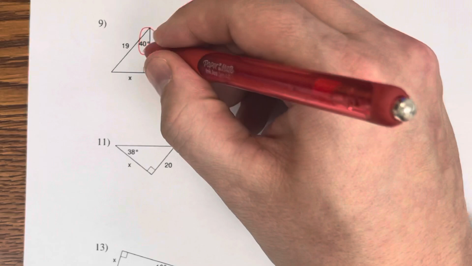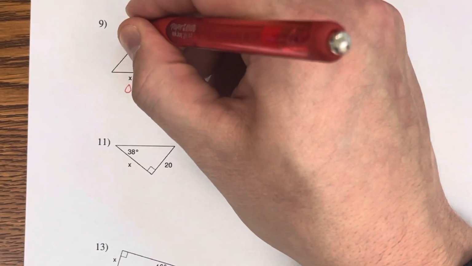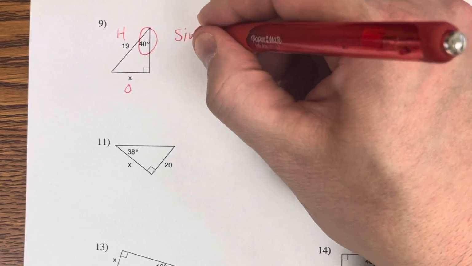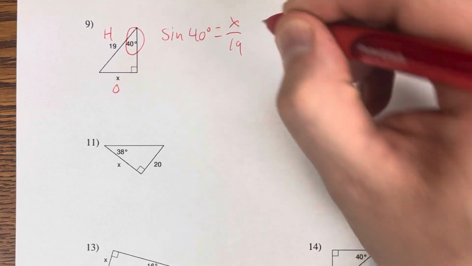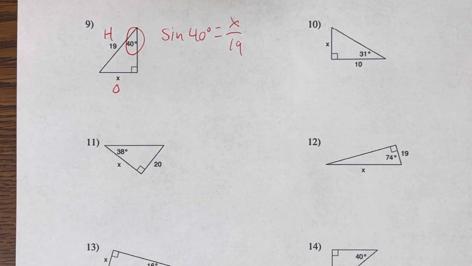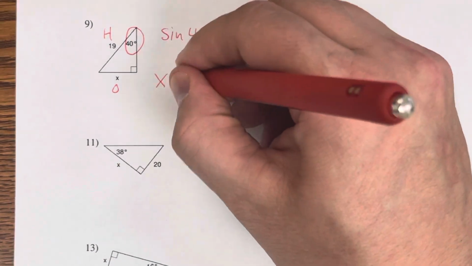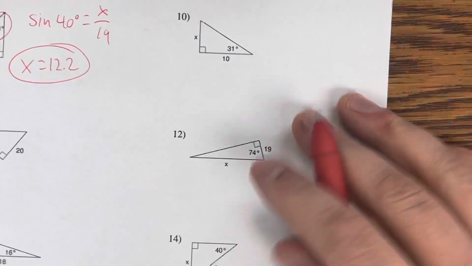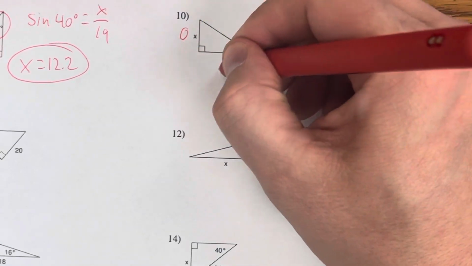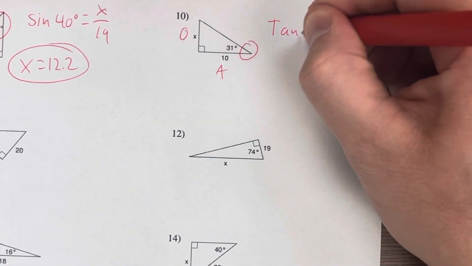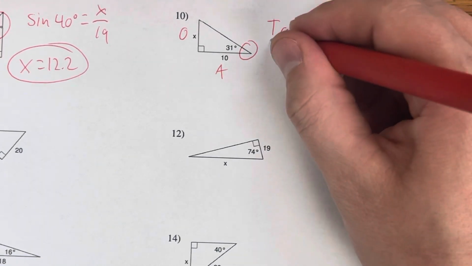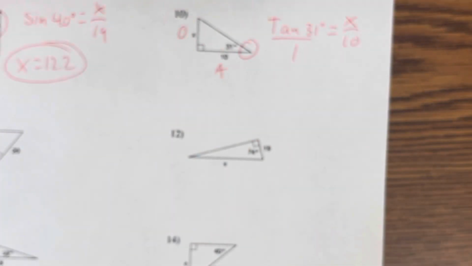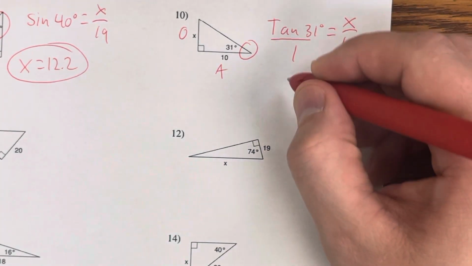So 40, opposite, hypotenuse, using sine. Sine of 40 equals x over 19 when I solve, 12.2. Here, 31's the reference. Opposite, adjacent, using tangent. Tangent 31 degrees equals x over 10. Put it over 1, and we'll cross multiply and solve. So 10 tangent 31. You should get 6 for your solution.